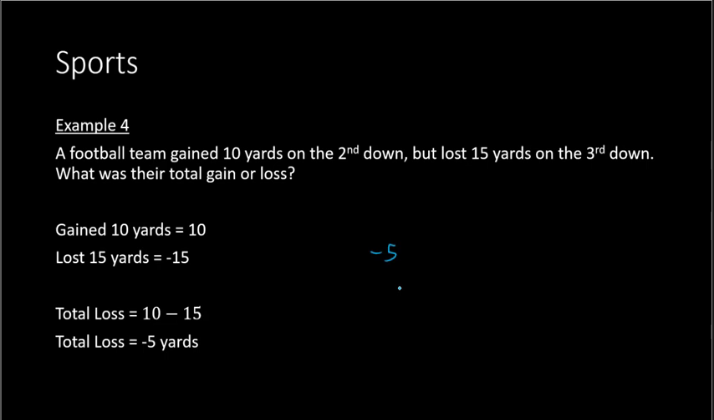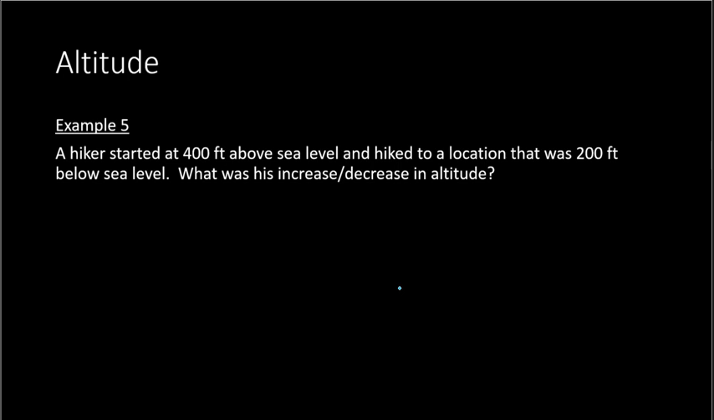Okay, the next type of example is dealing with altitude. Altitude is the height of something. All right, so here, example 5, says a hiker started at 400 feet above sea level and hiked to a location that was 200 feet below sea level. The question is, what was his increase or decrease in altitude? So if it's 400 feet above sea level, above is going to be positive. So positive 400. And then 200 feet below sea level, that's going to be a negative number.